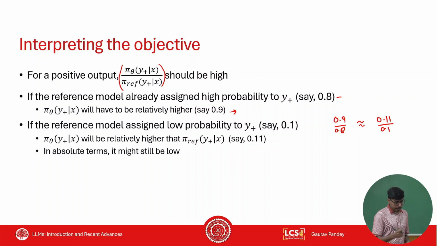That means that if the model assigned low probability, then even a slight increase for the model is fine. So effectively, the model is not drastically changing the probability, or it can still change, but we are hoping that the model will not drastically change the probability of the output compared to what the reference model assigned. It will still keep it close to the reference model's probability. Although in reality, this does not always happen perfectly, which we will see next.